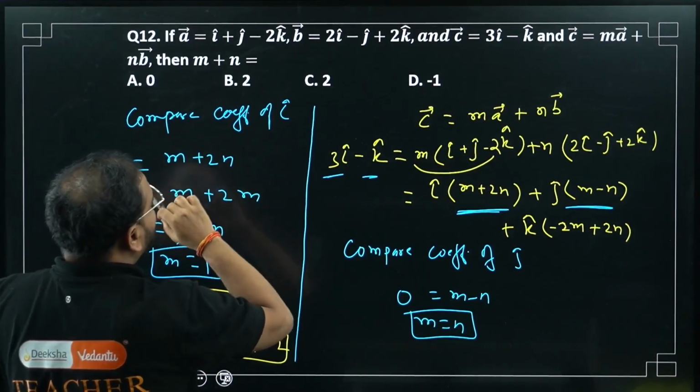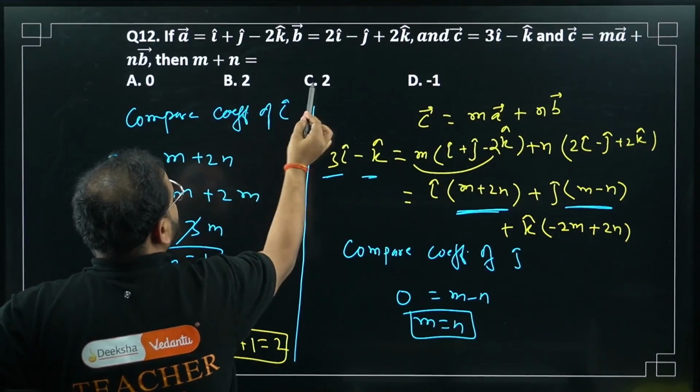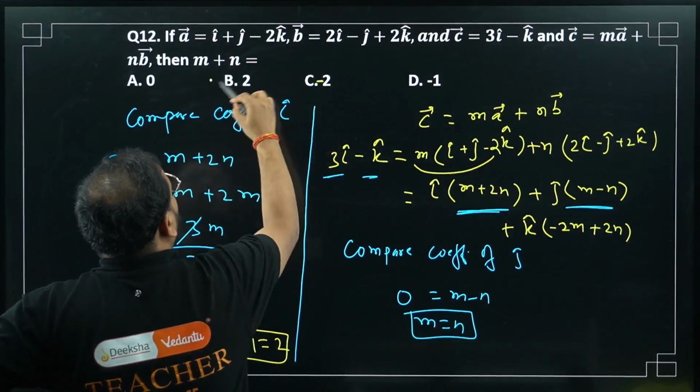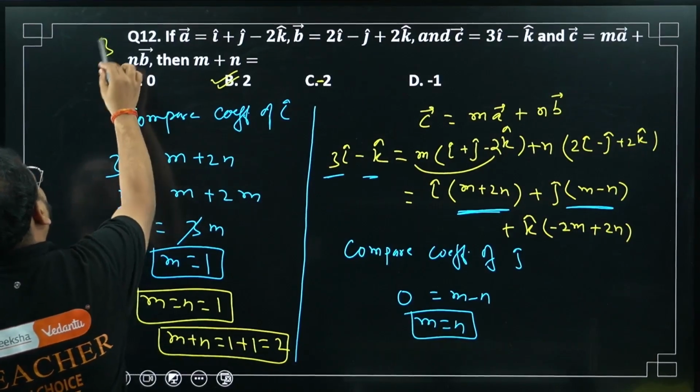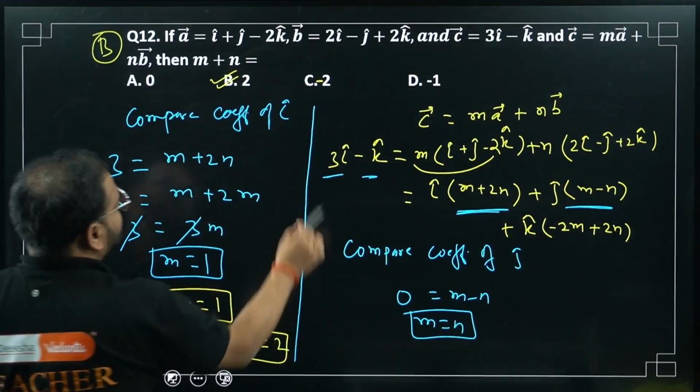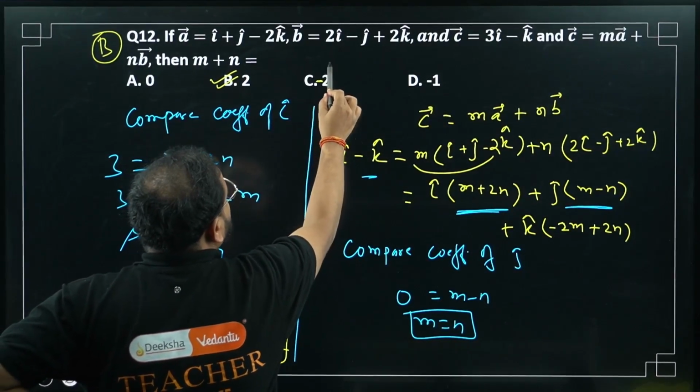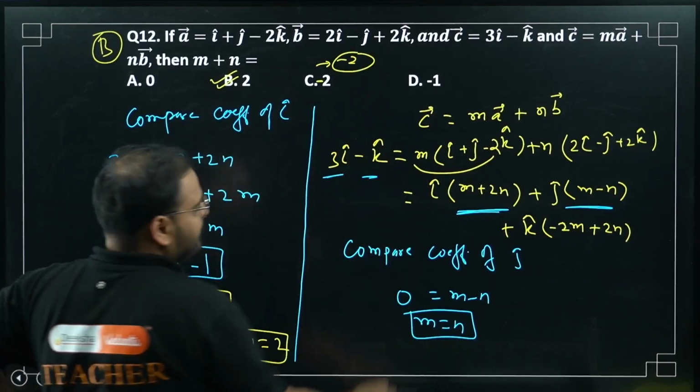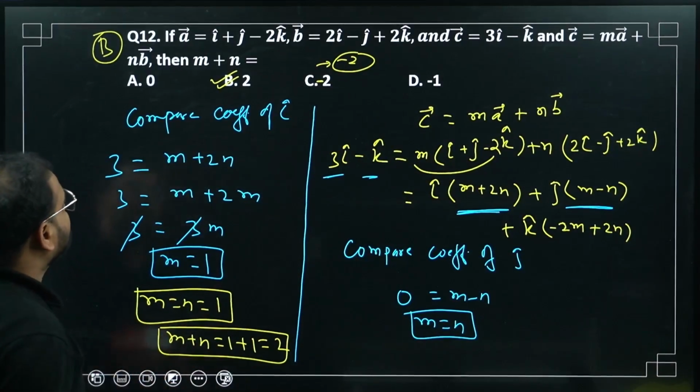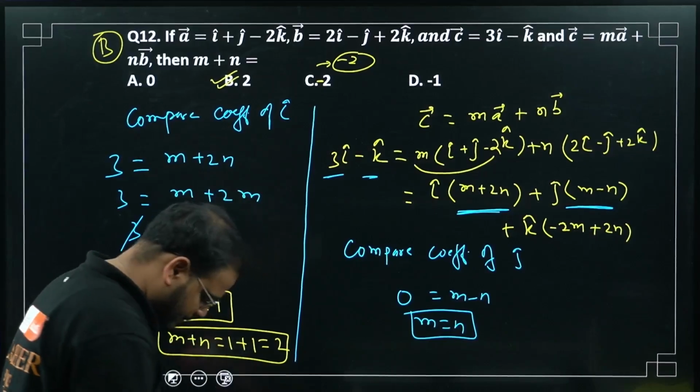I have two options here. One of them has to be minus 2. So let me take this to be minus 2 here. Option B is correct. Please check. Option B is correct. This is minus 2, I think a typing mistake. Please forgive me. The answer is 2, option number B.